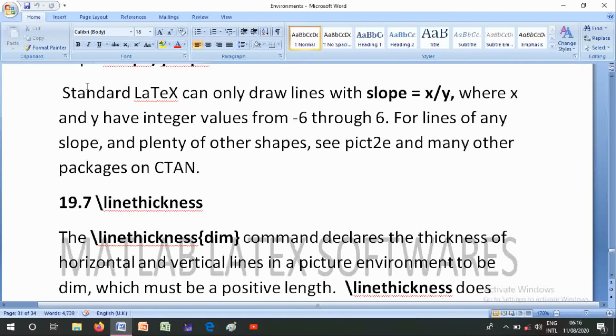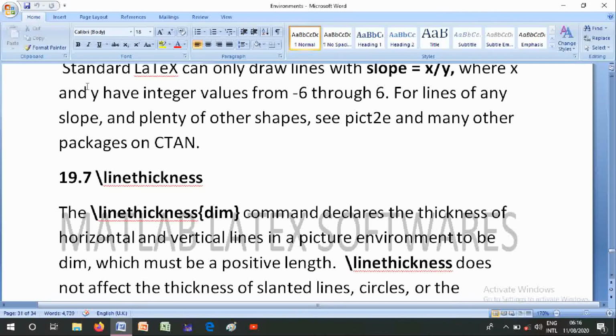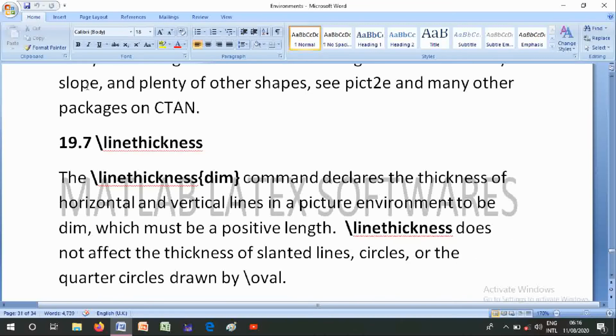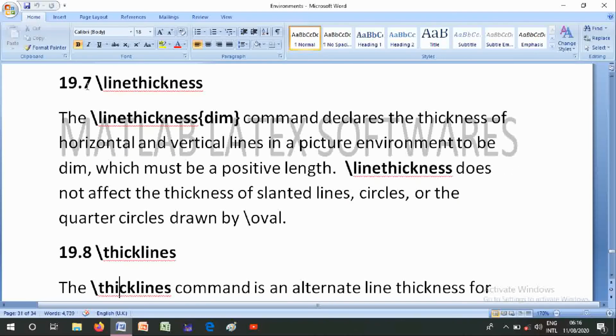19.7 is linethickness. The \linethickness{dimension} command declares the thickness of the horizontal and vertical lines in a picture environment to be dimension, which must be a positive length. \linethickness does not affect the thickness of slanted lines, circles, or the quarter circles drawn by the oval.